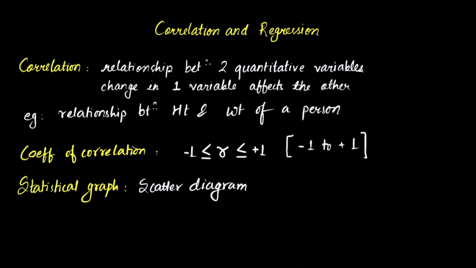Final, fourth concept. Correlation, relationship between two quantitative variables. There are altogether three different types of correlation that we are going to see. Positive correlation, negative correlation, and absolutely no correlation. So first we have positive correlation.